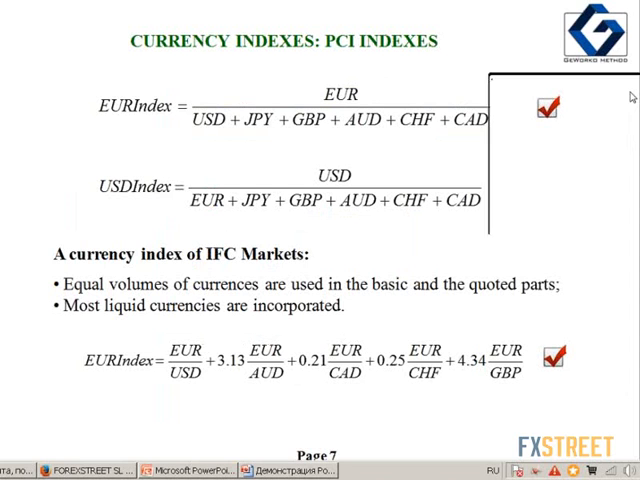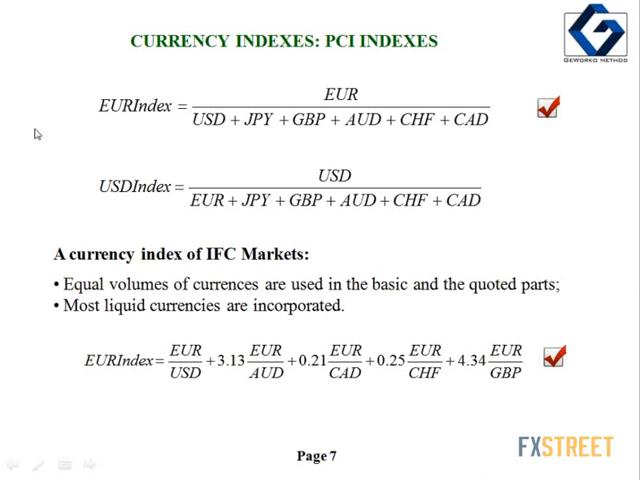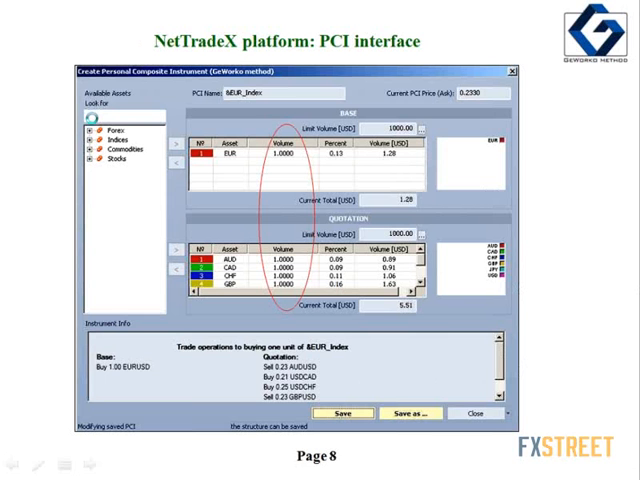You can compose this index in your platform if it has such an option, or you can compose it in NetTradex's platform as I have shown before. It's very simple. You just open the Create Personal Composite Instrument interface, PCI, in one click. Second click, you add euro in the base part, and you add the other currencies according to my formula in the quoted part. The volume is equal, 1 unit for every currency.